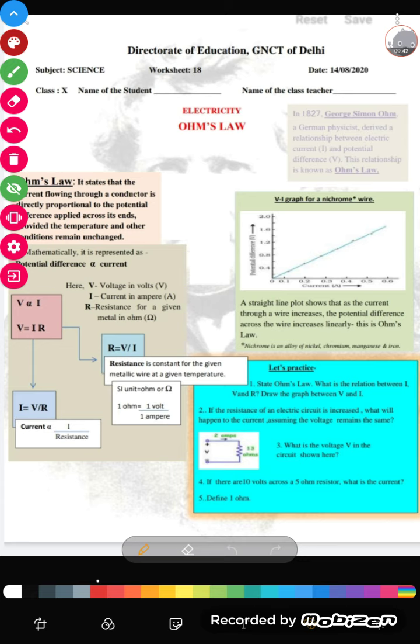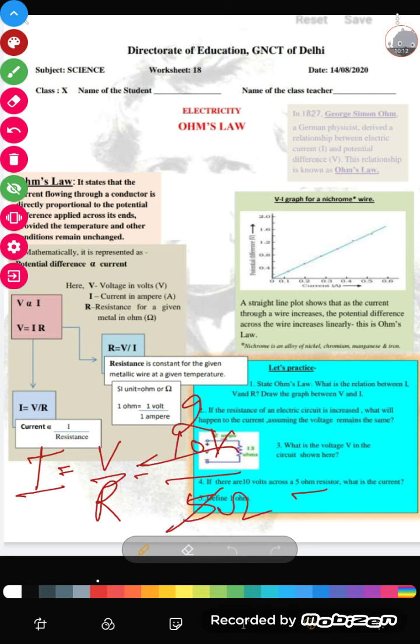If there is 10 volt across a 5 ohm resistor, what is the current? Again you have to find the current. You can use I is equal to V upon R. I'll write it once again for you. So we have V 10 volt upon R 5 ohm. Okay, so the value of current is 2 ampere.